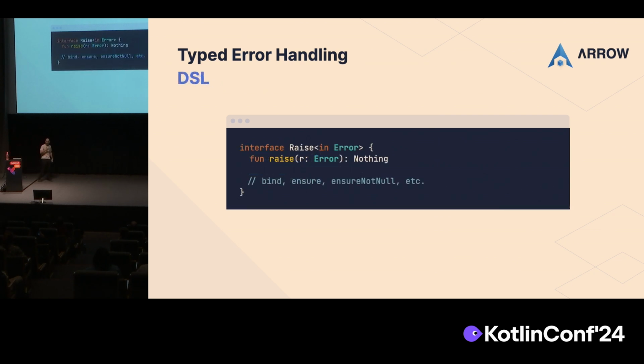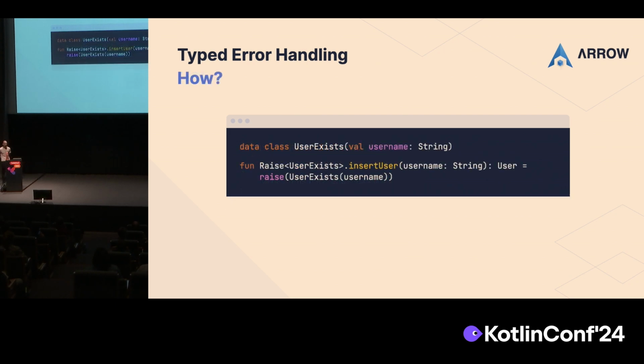So how does this work? Again, a single abstract method interface, the Raise interface, which allows you to raise an error into the DSL. And since you raise an error, it never returns a value, so it returns Nothing.